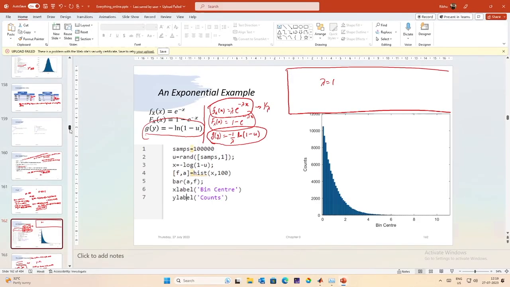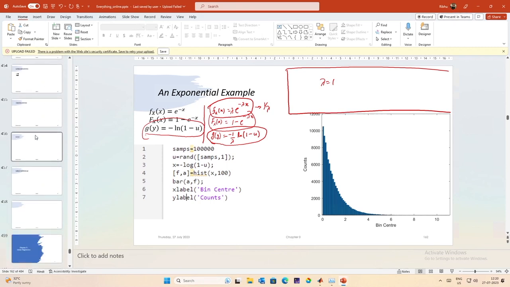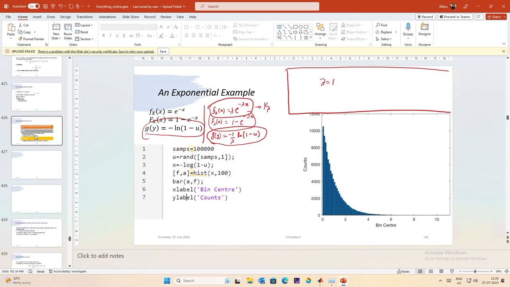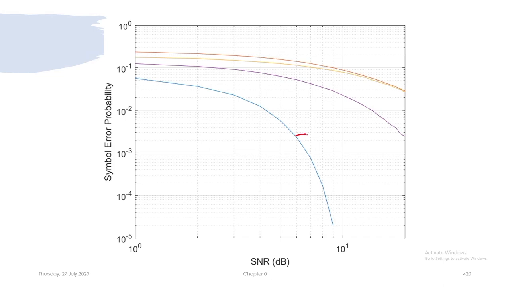Here, and go back to the last slide that we were working on and paste it here, and just label these. So no randomness, this is uniform, this is exponential, this is Rayleigh. So this is the symbol error probability for different cases as a function of the SNR.